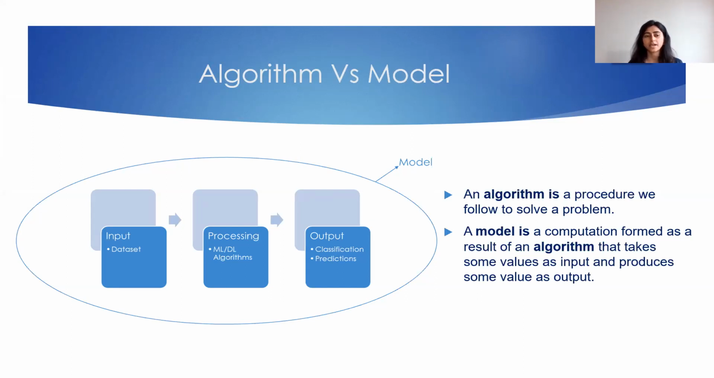If you see in this diagram, the ML algorithms take the input and give some output. If we talk about machine learning projects or deep learning projects, the ML algorithms or deep learning algorithms take the input in the form of the data set and provide us the output in the form of classification and prediction. So this entire combination of the input, algorithms, and the output is a model.